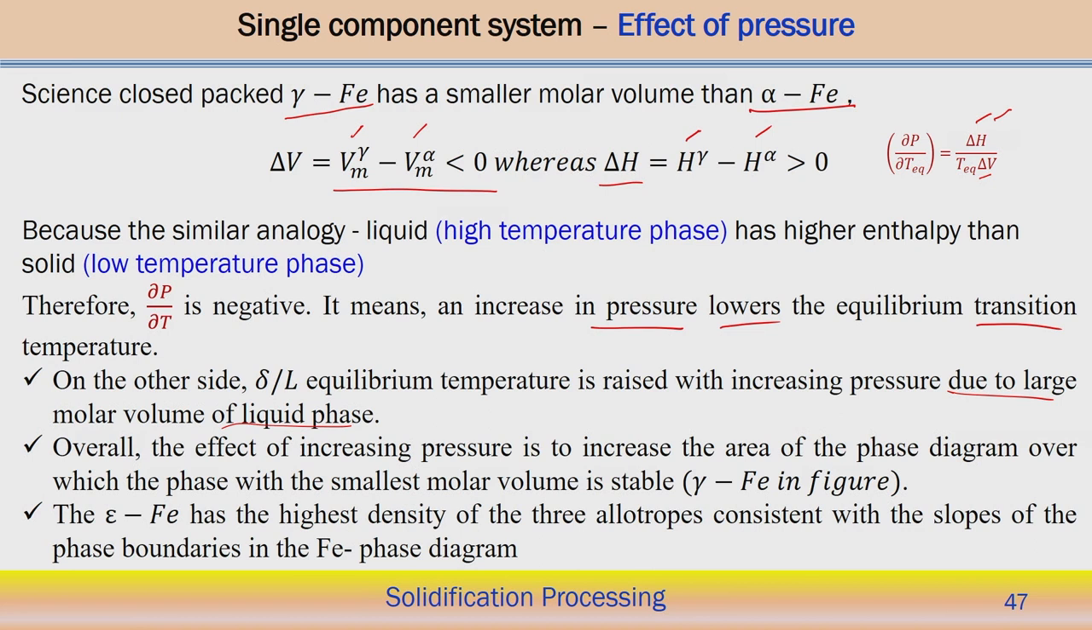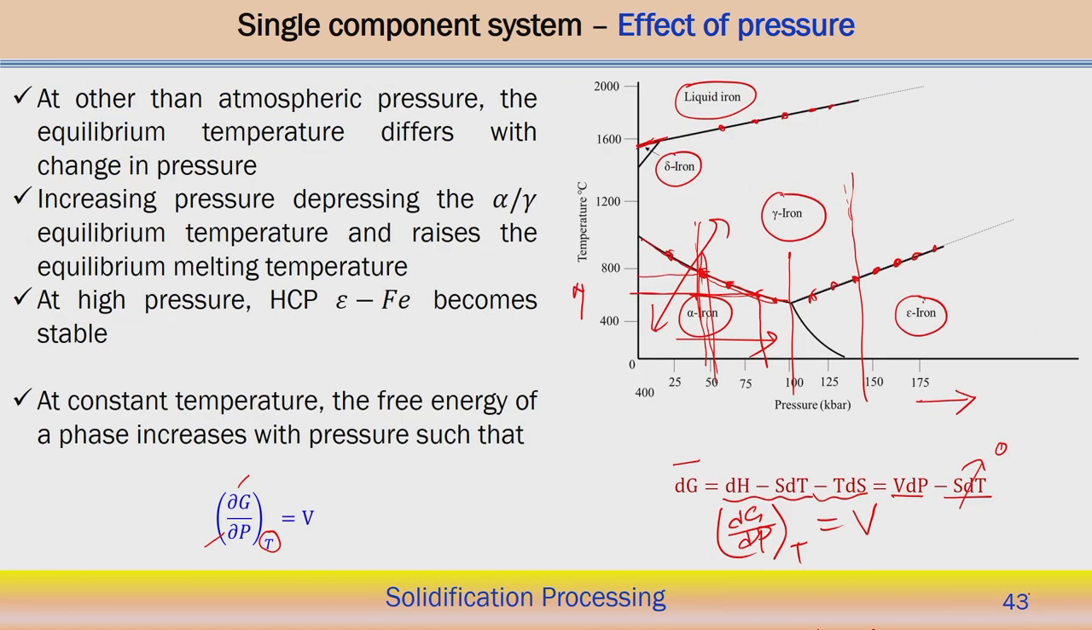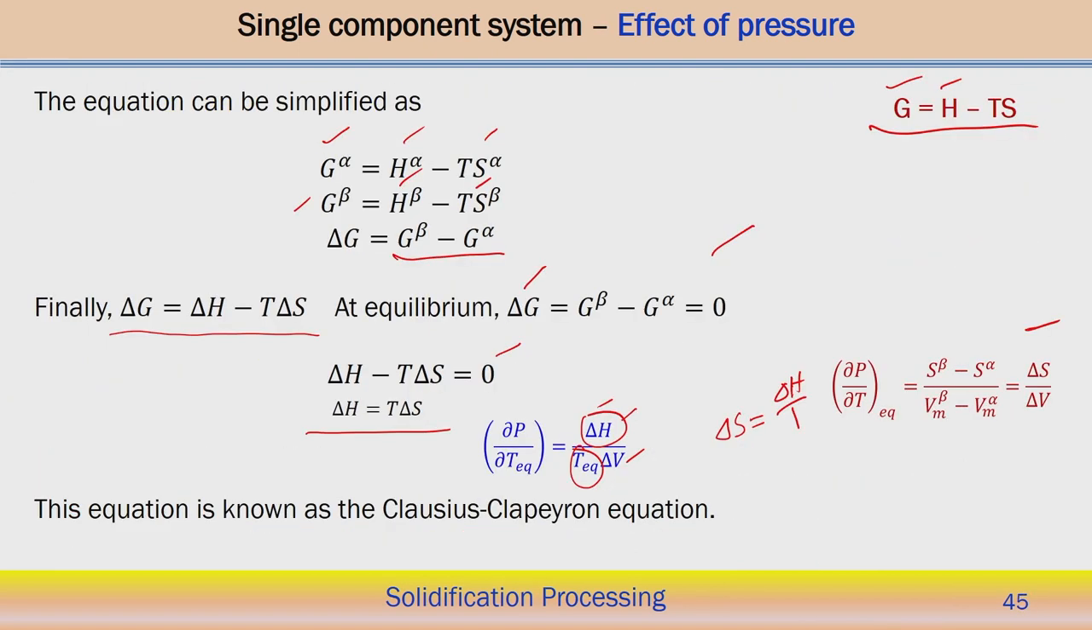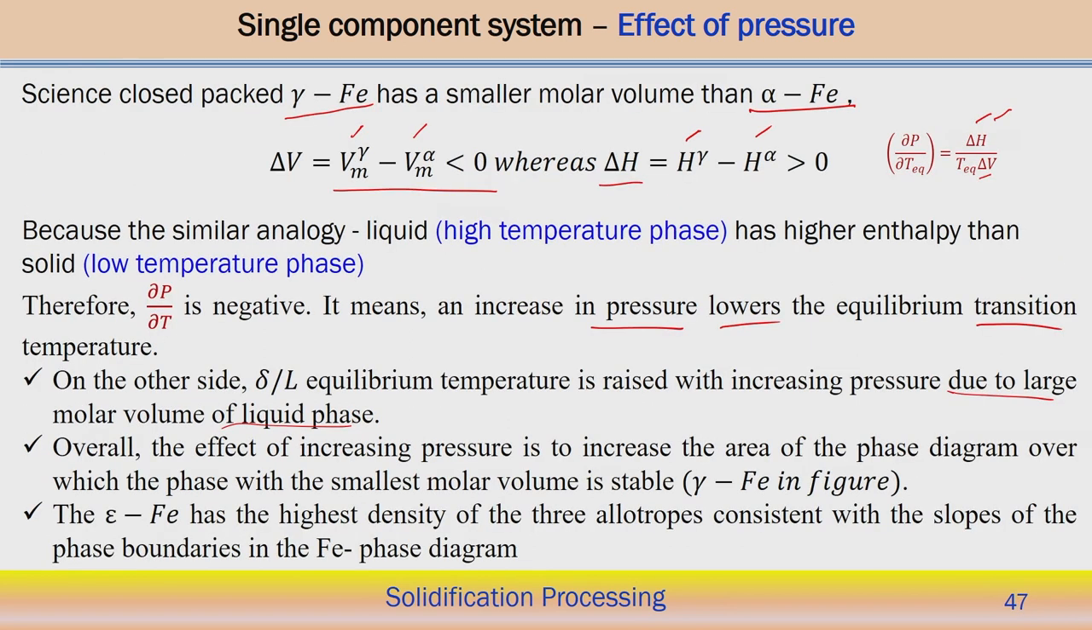Now, overall, the effect of increasing pressure is to increase the area of the phase diagram. What does it mean? It means this zone area will increase with increasing pressure, but it may not happen if everything occurs at atmospheric pressure. But if you go beyond atmospheric pressure and keep on increasing the pressure, the total area of a particular phase actually increases in general in this case.